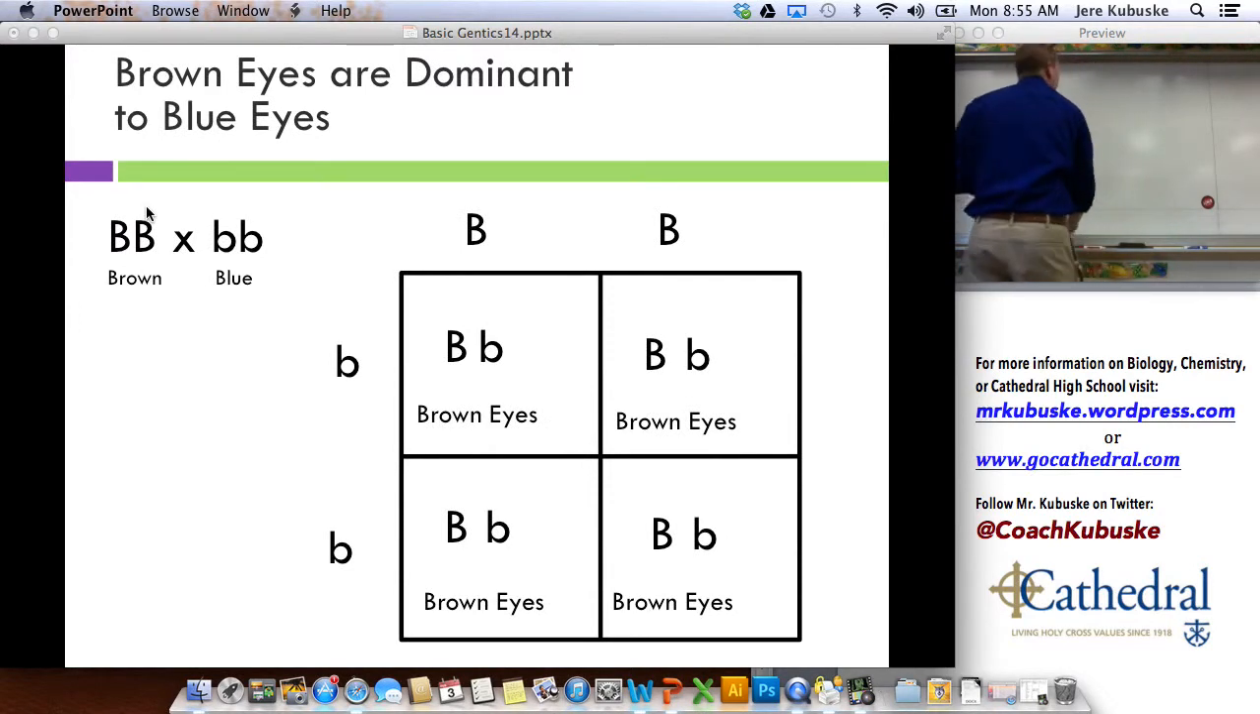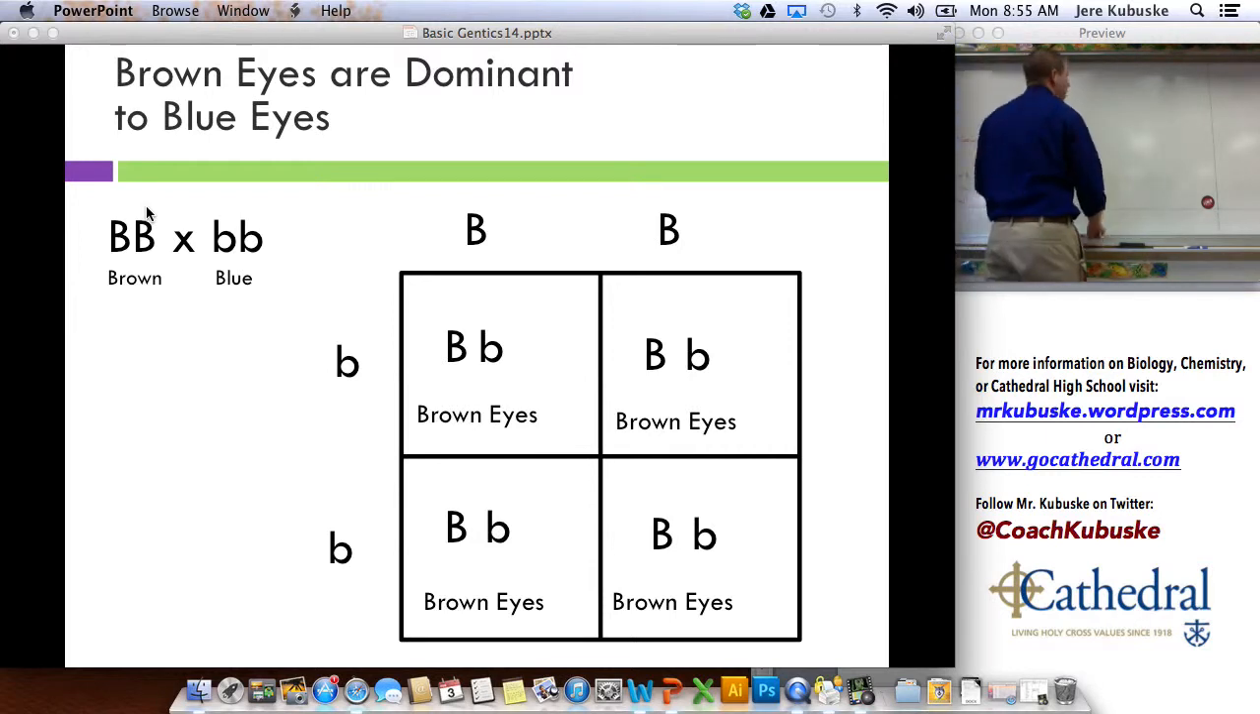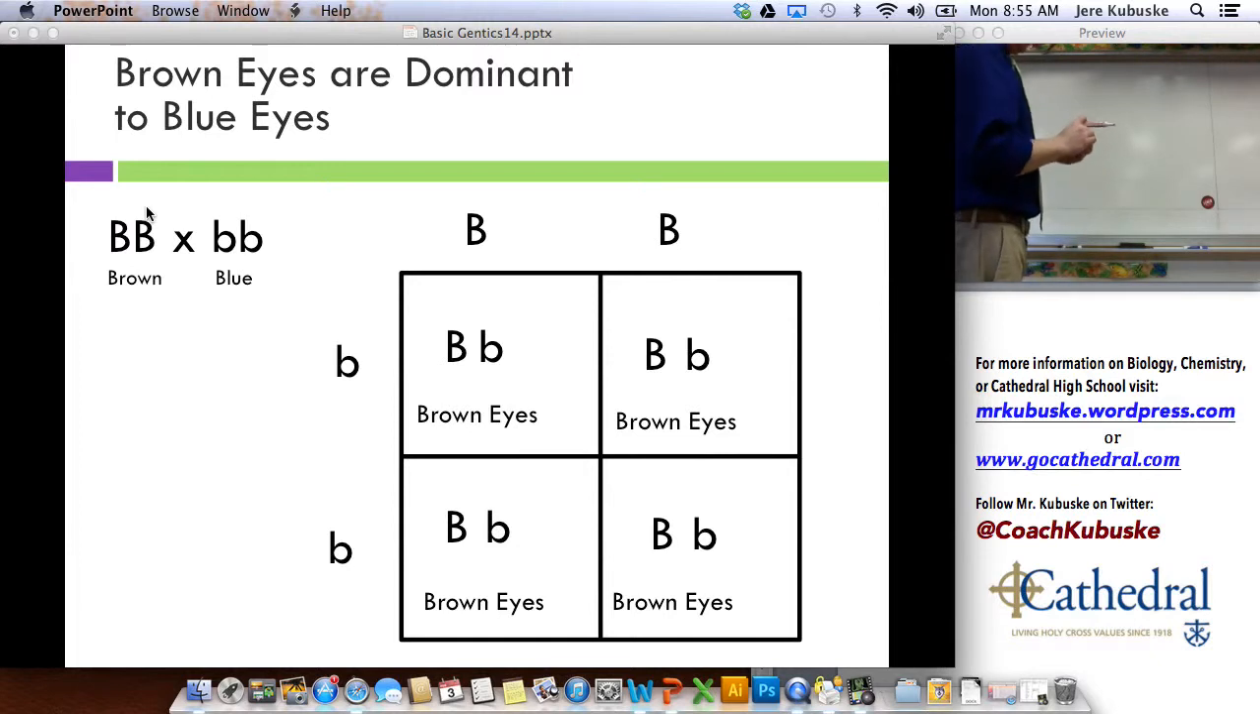Okay. So of these parents, what's the chances that their kids will have blue eyes? 0%. Why is it impossible? Well, because each one of the kids is going to get a capital B from the first parent, which means every one of their letters will have a capital letter, meaning it's dominant.